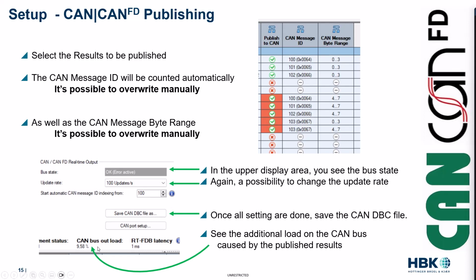Furthermore, you can see how much load the power analyzer causes on a bus. This is not the overall load. This is only the additional load created by a power analyzer after you have selected all these signals. That's quite easy, and that is all you have to do for publishing. Once you have started the preview mode, the system automatically starts updating the bus in the update rate you have selected.